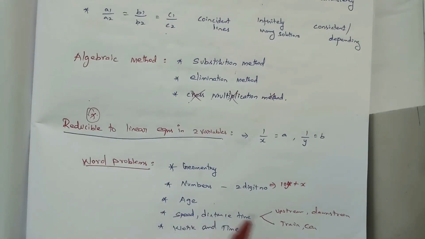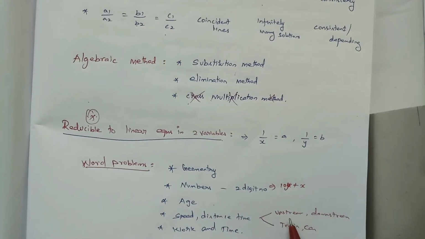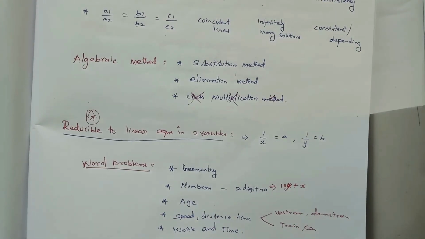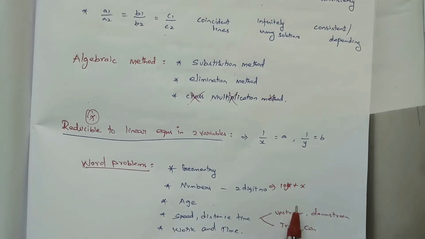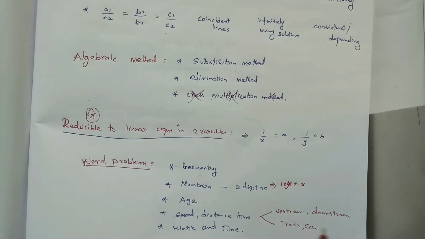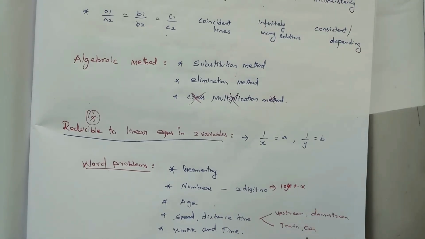Speed, distance, time. We also know upstream and downstream. What is upstream? The speed of the boat and the speed of the stream, the speed of the water. The speed of the boat is reduced by the speed of the water, and x minus y is named upstream. When the speed of the boat and the speed of the water are added, that is named downstream. We have already discussed all this, so please practice more on that, right?